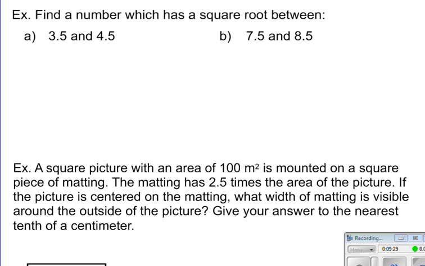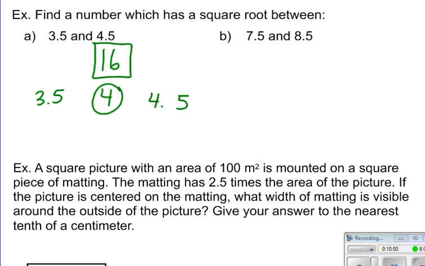Okay, well, that should be pretty easy. We're looking for a number that has a square root between 3.5 and 4.5. So let's pick the whole number that's in between them. So we have 3.5, and then we have 4, and we have 4.5. So we need a number that has a square root between these two. So if this is the square root, the perfect square would be 16. So 16 is our number that has a square root between 3.5 and 4.5.